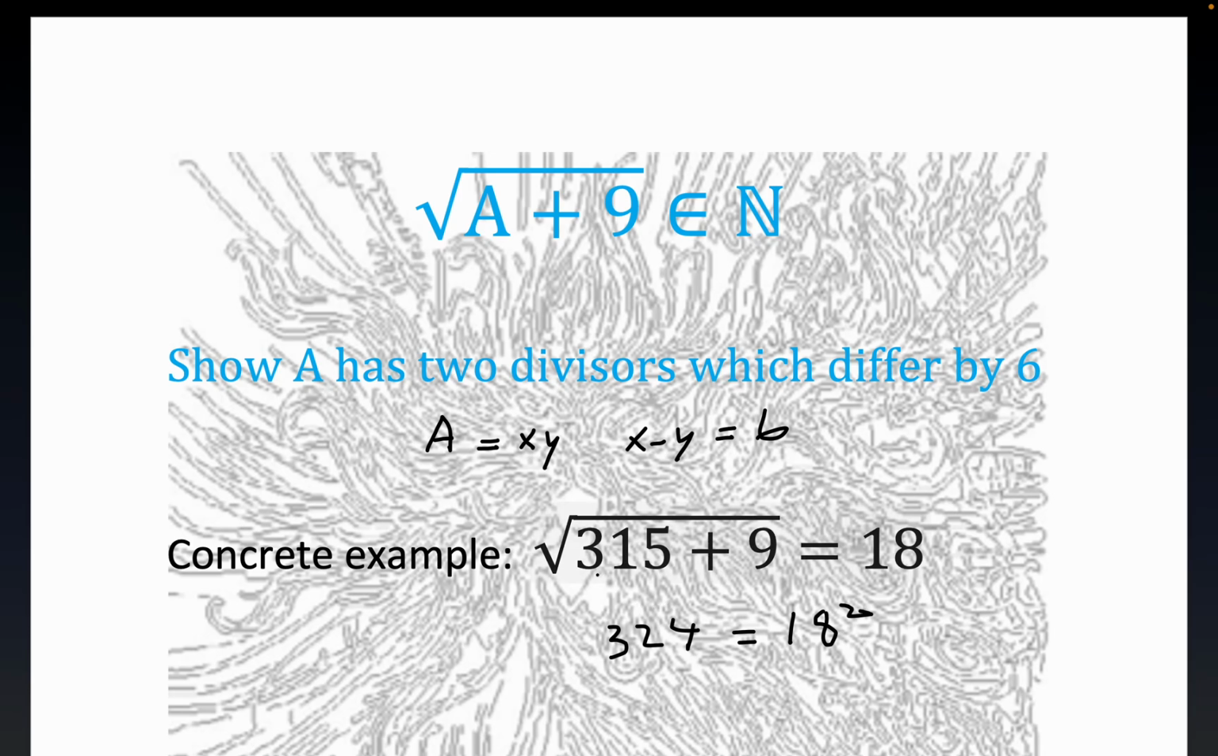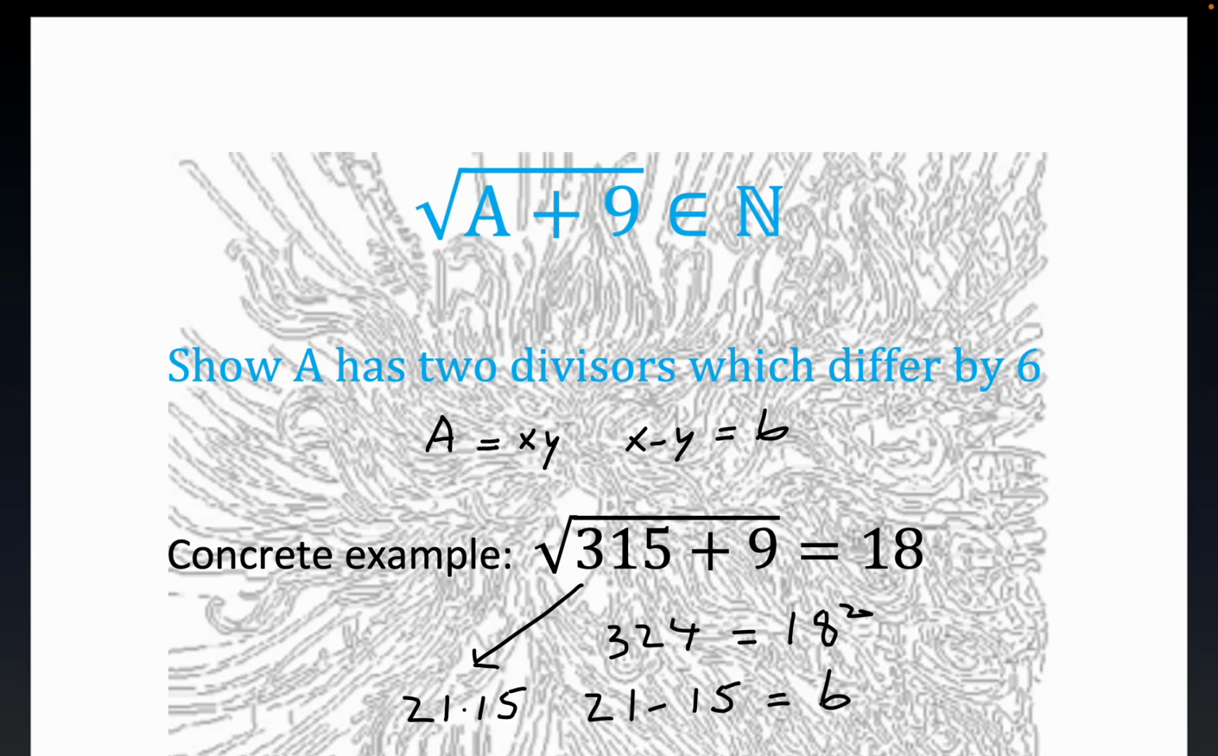Now, what about 315? Well, notice that 315 is equal to 21 times 15. So this is just one, it's not a proof, but it's one concrete example that makes you believe it's what's going on here, or we maybe want to check into it a little bit further. 21 minus 15 is 6, right? So this is an example of a specific set of integers that meet the conditions.